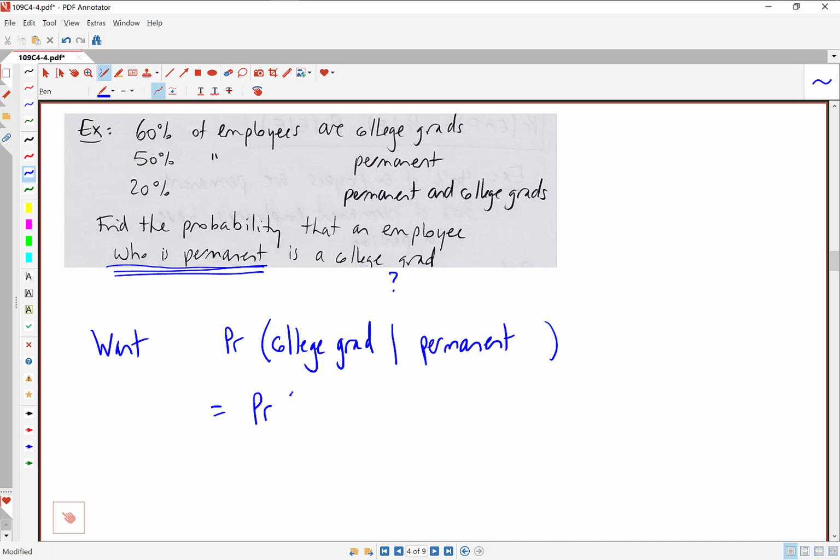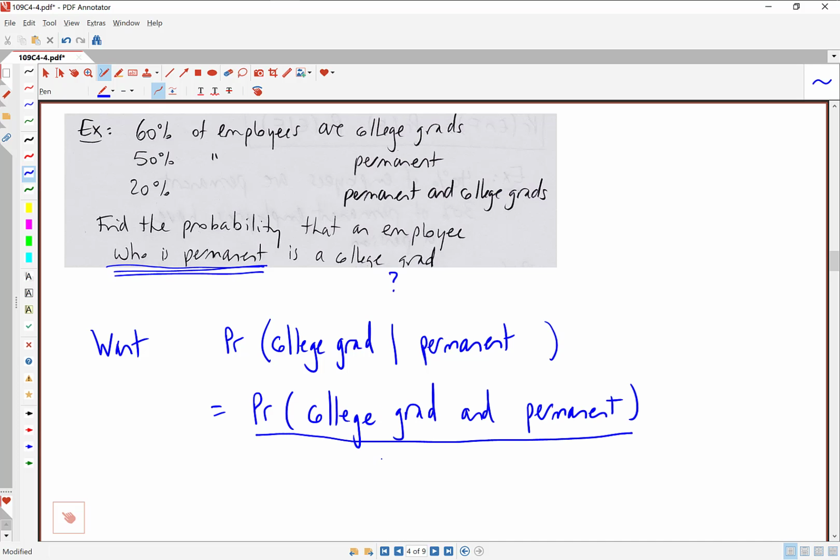So that would be probability college grad and permanent divided by the probability of the given information. So probability that an employee is permanent. When you're writing out this formula, you can either write probability of college grad intersect permanent, or you can just say probability college grad and permanent. Either way, you're talking about the outcomes that fall into both sets.